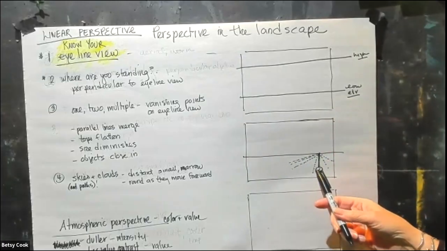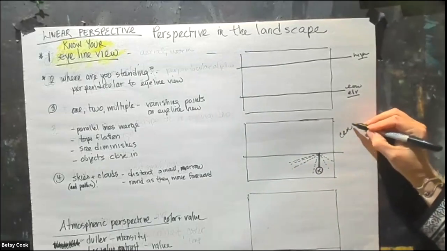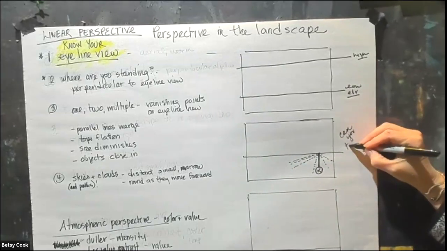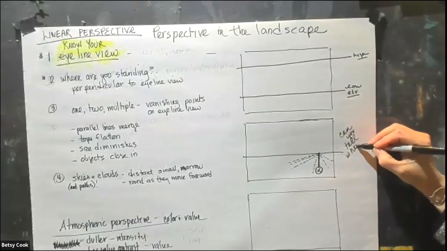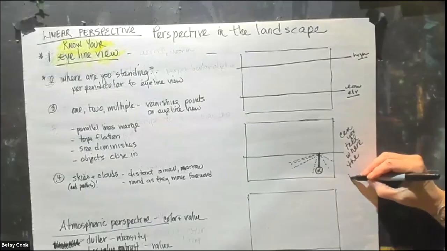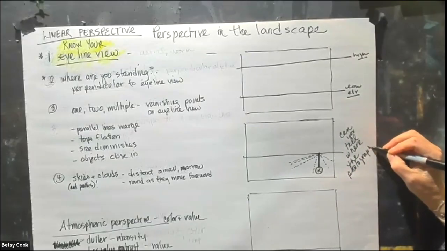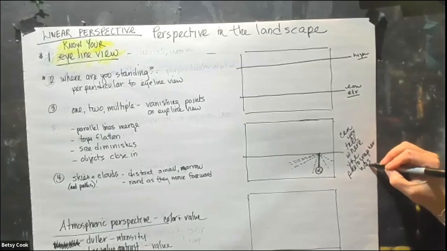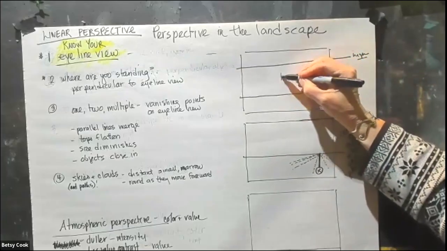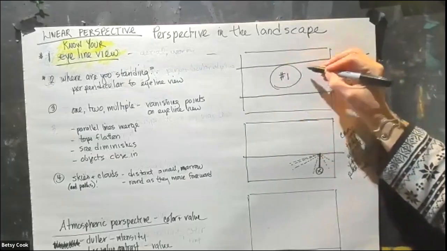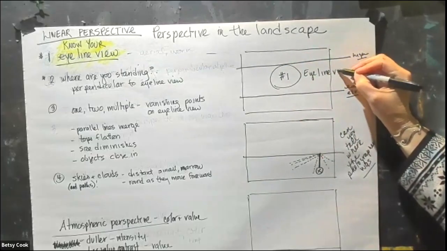So notice that in your photographs. Take out your photographs and look for, can you tell where you were standing, where somebody else was standing? Tell where the photographer was. Okay, this is like number one. Always know your eye line view.